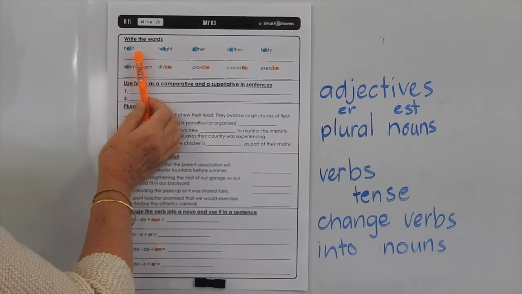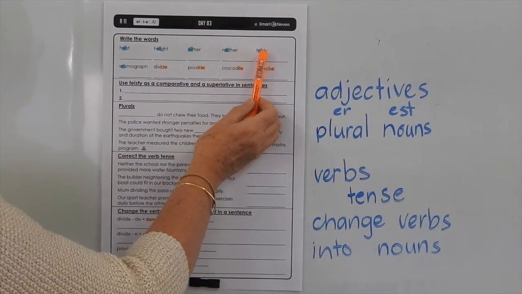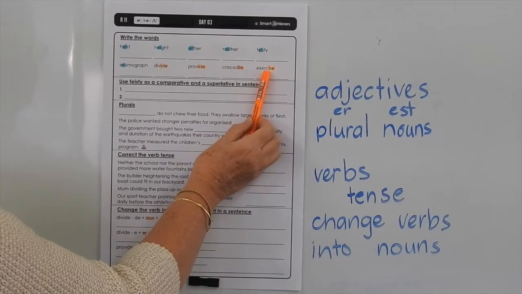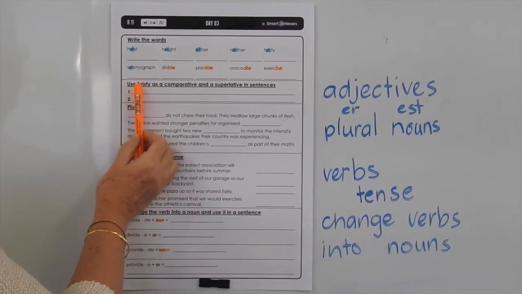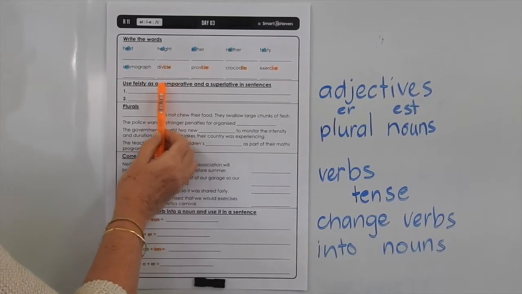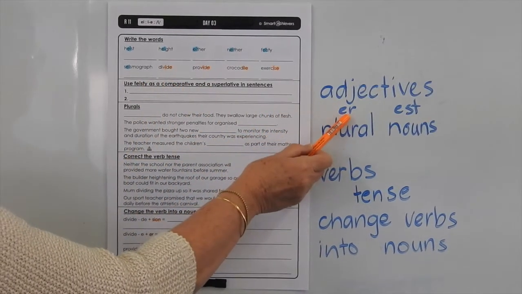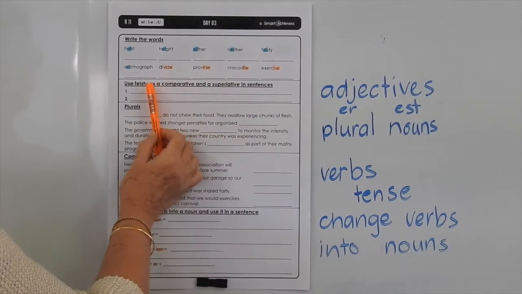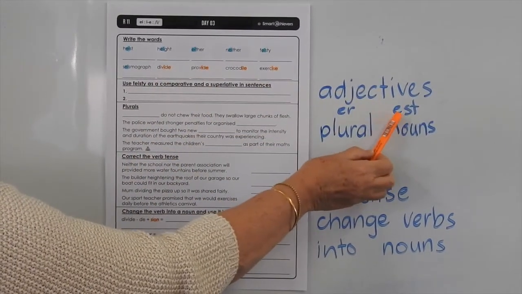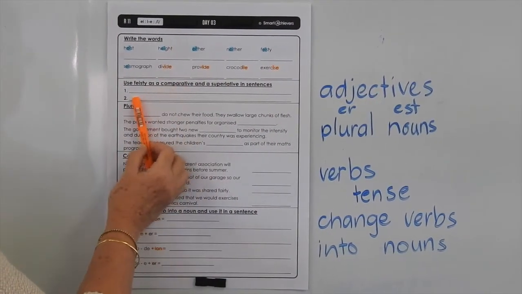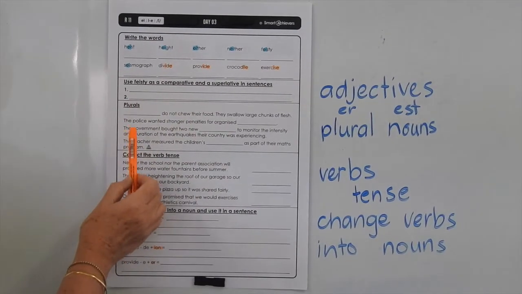Our words today are heist, height, either, neither, feisty, seismograph, divide, provide, crocodile and exercise. So in the first one you have to use feisty as both a comparative where you're going to change the Y to an I and then add ER, and a superlative where you also change the Y to an I before you add EST, and then you have to write both feistier and feistiest in a sentence.